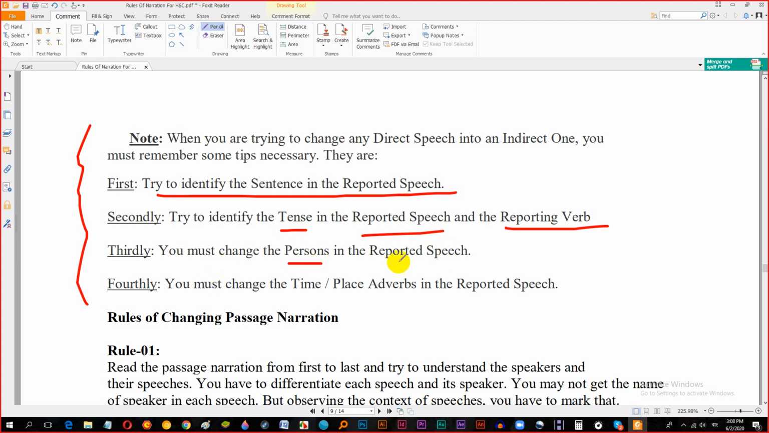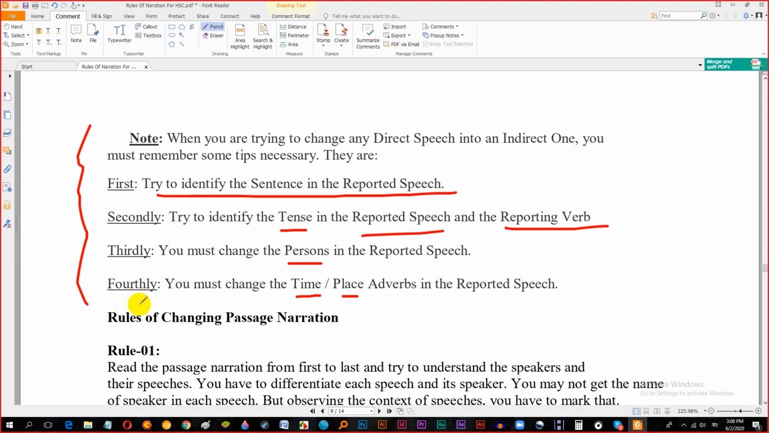So you have to read the sentence and you have to understand, and then you have to write the answer. Then fourthly, you must change the time and place adverbs in reported speech. That means you may change the time or adverbs. Generally time and place is changed. For example, now can be changed into then, like this.